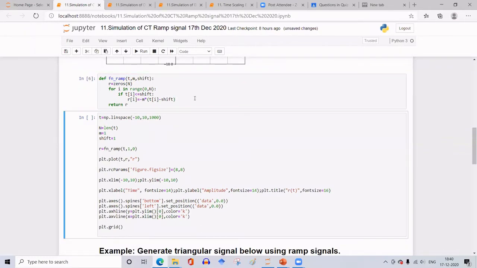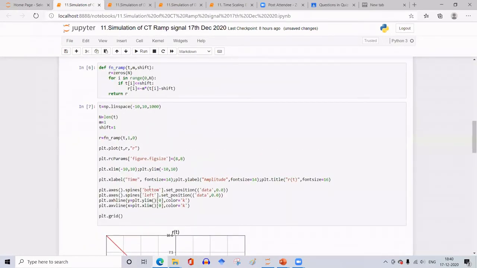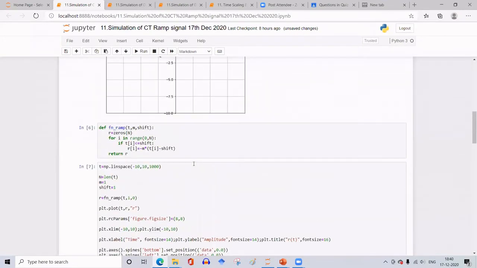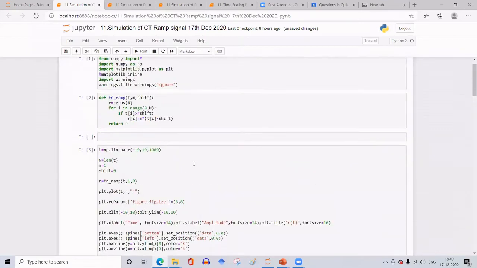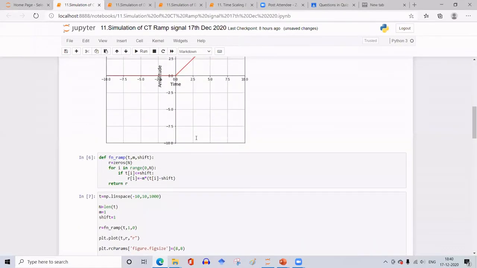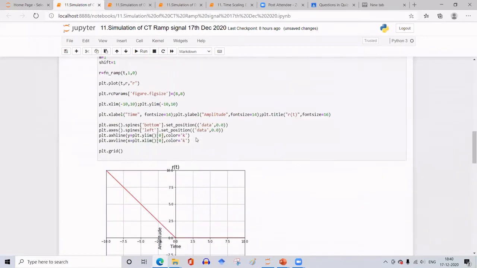So let me run this cell and this cell. All other things are similar to the previous one. So this is the folded ramp signal. Any doubts? What happened? Nobody is answering. Any doubts in these two? No, ma'am. Okay.